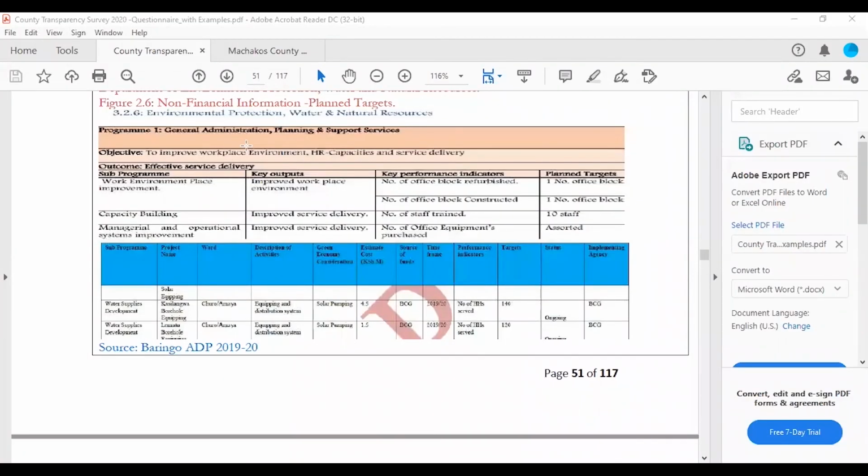So you can see this non-financial information on plant targets, like the sub-program, key outputs, key performance indicators, plant targets. And with regard even to status here, you can see that they have broken it down so that in sub-program, you even know the project name, the ward it is in, description of activities, green economy consideration, estimate cost, source of funds, time frame, performance indicators, targets, status, implementing agency. In the one for Machakos, let us see whether they have provided this information. Kindly capture it well, whether they have given us the ward where it is, whether they have given us the activities. So let me stop sharing so that we can look for the one for Machakos. You know, our training is more practical, so that we can see whether they have done that.